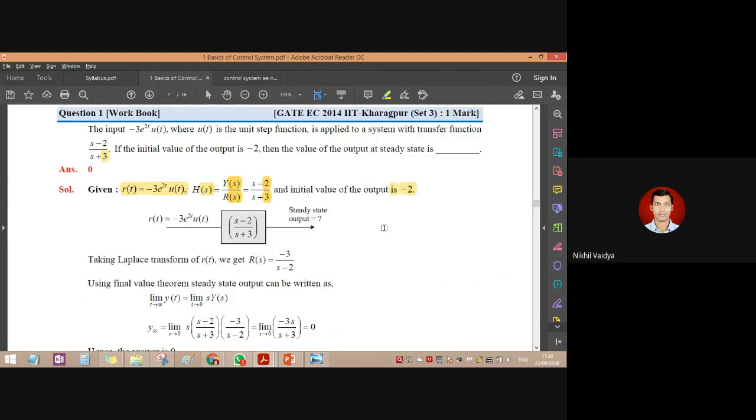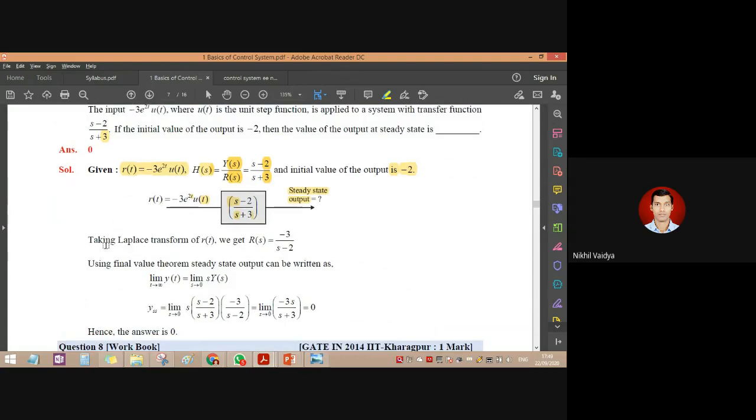So this is the system, pictorially represented here. R of t is the input, we have to calculate the output, and this is the transfer function to which the input is given. We can give any input to this transfer function, but now they are asking us to give a step input with this particular magnitude. Now, taking the Laplace transform of R of t. Why do we take the Laplace transform, sir? Because we have to calculate Y of s, so we need R of s.